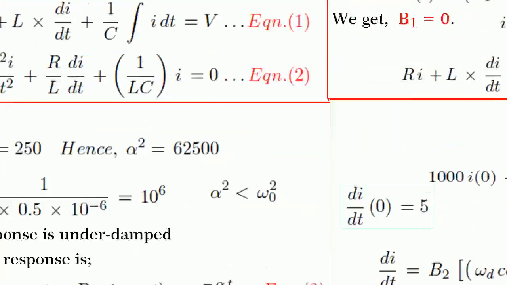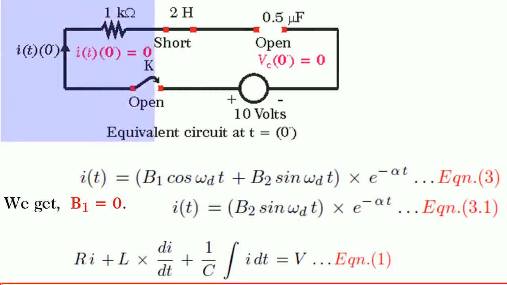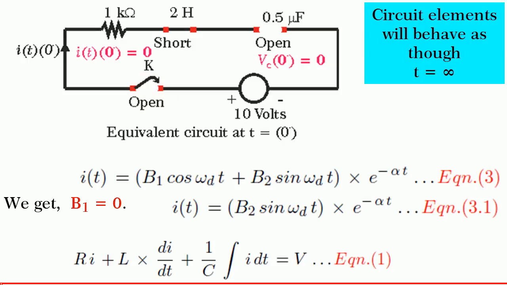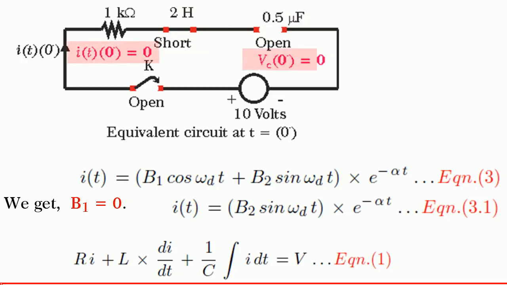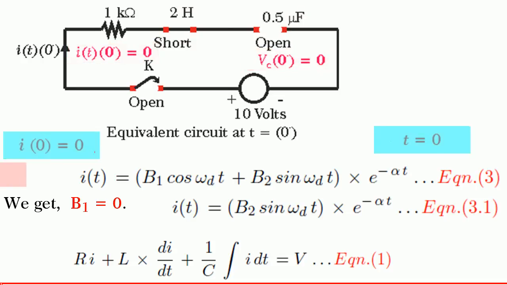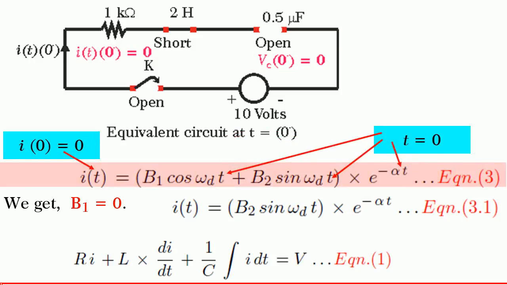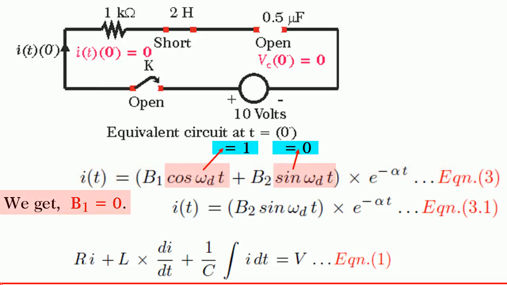To find b1 and b2, consider the circuit at t = 0 minus. The switch K is open and it has remained open for infinite time before closing. So, circuit elements will behave as though they are at t = infinity. Hence, at t = 0 minus, L is short and C is open. Therefore, i(0) = 0 and Vc(0) = 0. By substituting i(0) = 0 and t = 0 in the equation for i(t), we get b1 = 0.